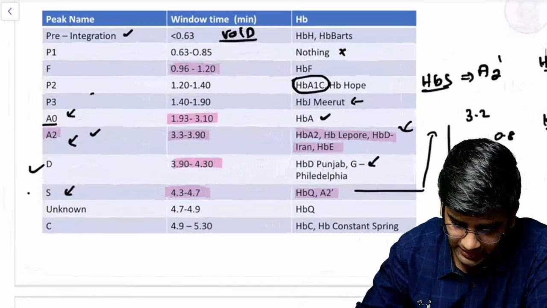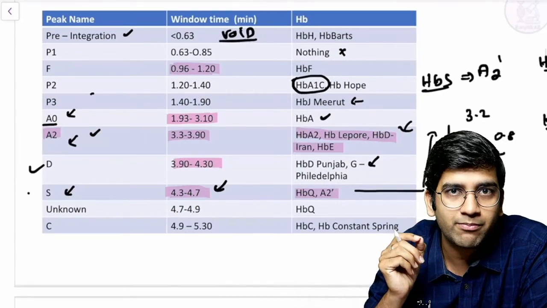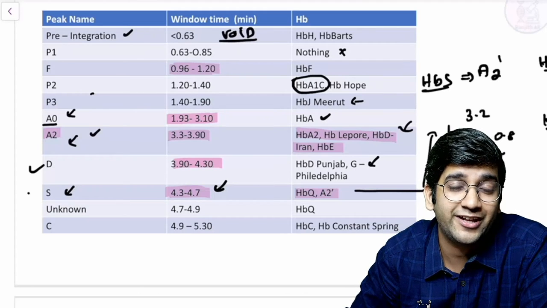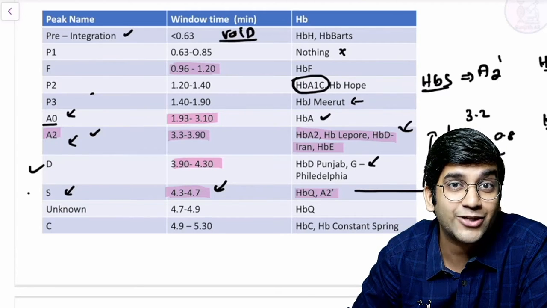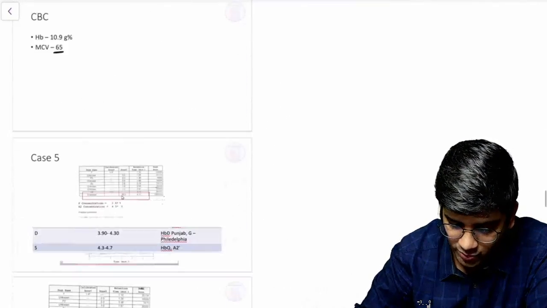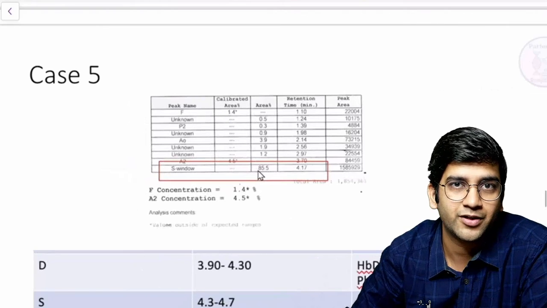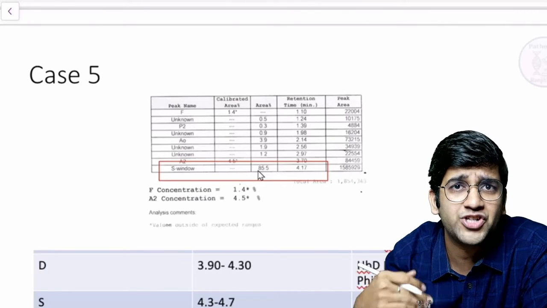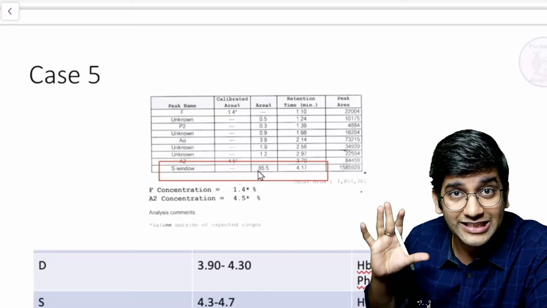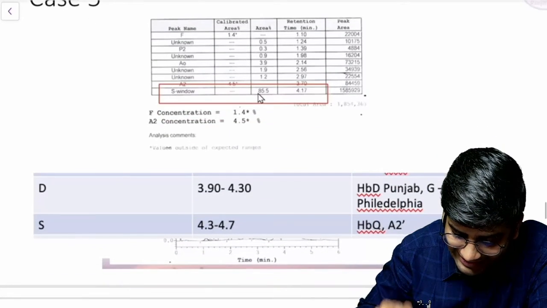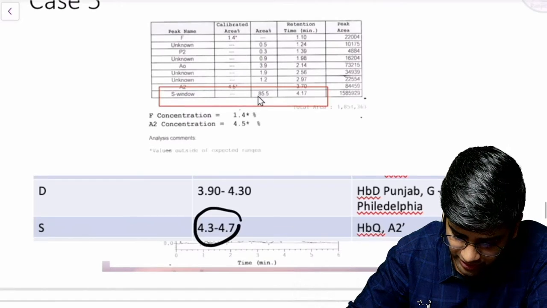Look at this. S should not come before 4.3, which means this is a machine error. So it's actually not S. The retention time is something abnormal, and my machine has abnormally picked it as HbS. So what we did was, we recalibrated the machine. We did the calibration again. Control is very, very important. Calibration is very, very important. Because all these are machine-based diagnosis. If your machine screws up, your diagnosis is gone, right? So we recalibrated the machine because this shouldn't happen.